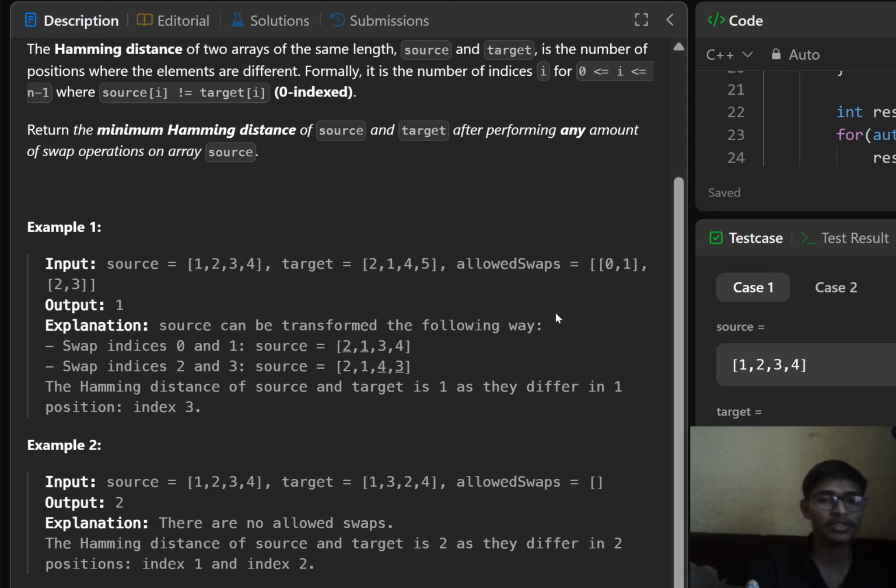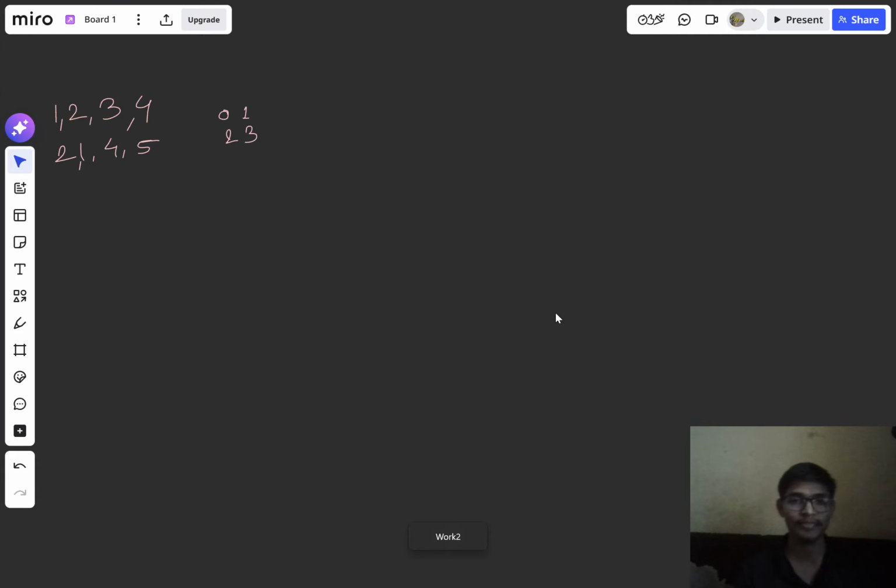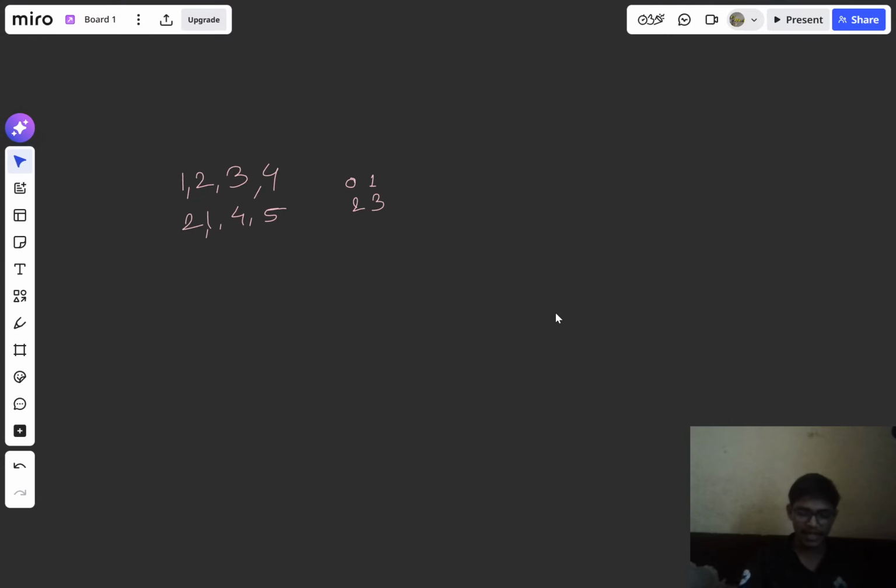Let's see the source, 1 2 3 4. I will just write the example. Source is 1 2 3 4, and then we have the target 2 1 4 5. Allowed swaps are [0,1] and [2,3]. So this is the source array, this is the target array, and we have to find out the minimum Hamming distance.